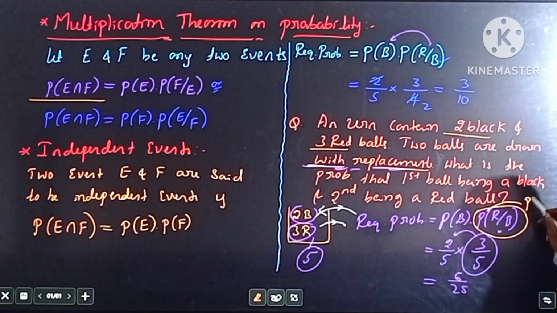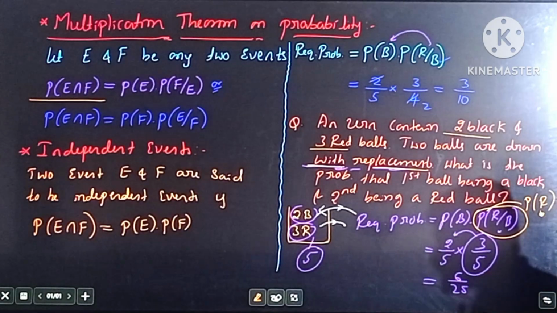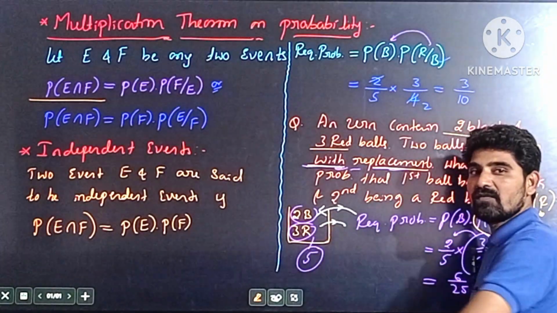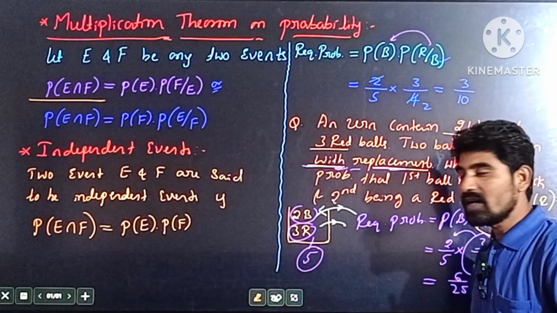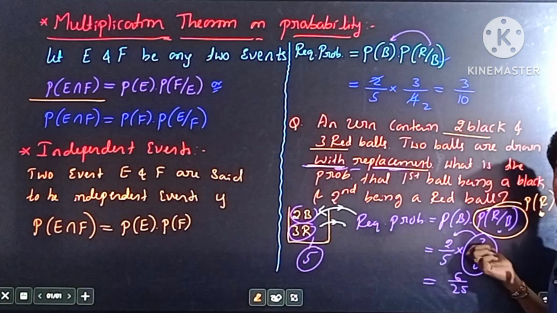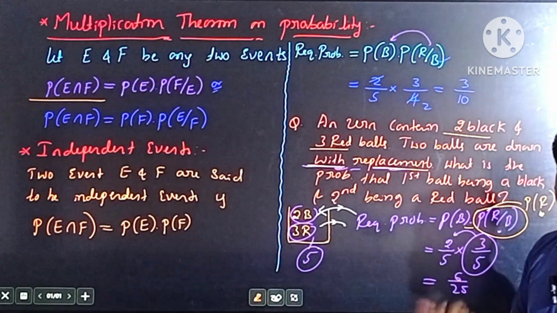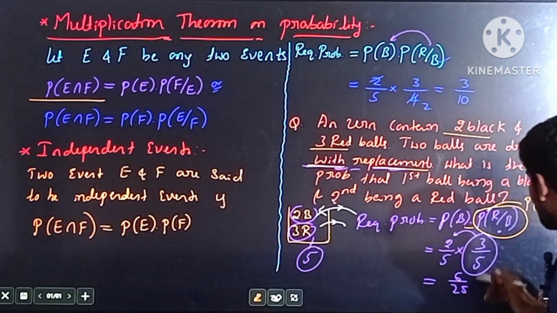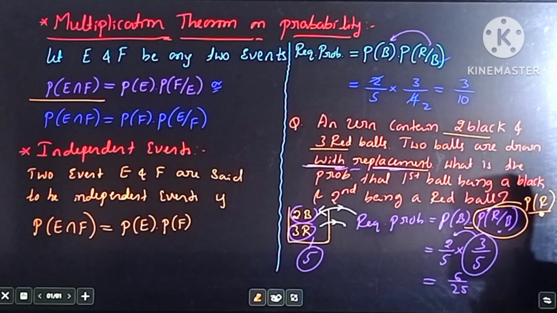Here in this question, there is no need to write the probability of B times the probability of R given B. We just write the probability of R, because the probability of the red ball doesn't depend on the first black ball. Why? Because if you draw one ball from the box with replacement, it doesn't reduce the number of balls in the box. So the second ball's probability doesn't depend on the first ball, and these two events are independent. So in independent events, we may replace the probability of R given B just by the probability of R.